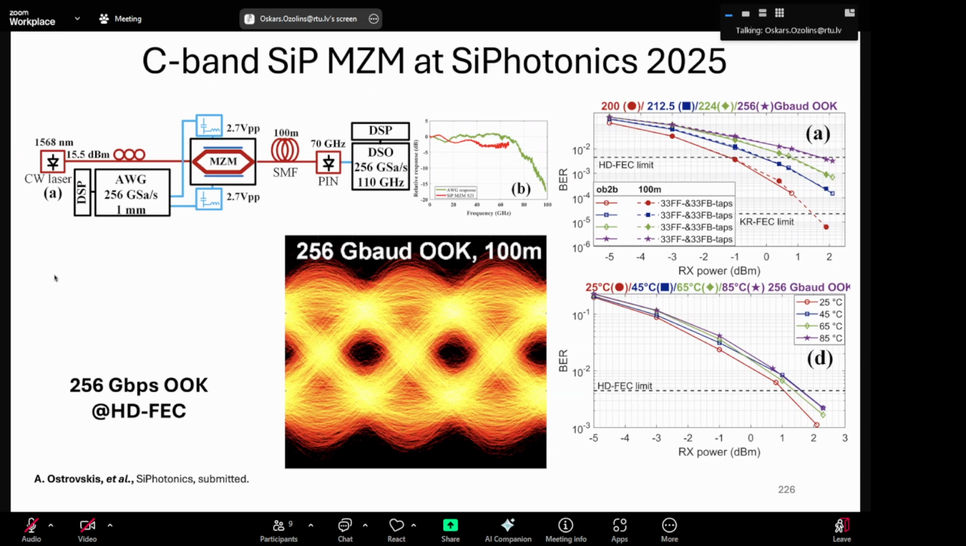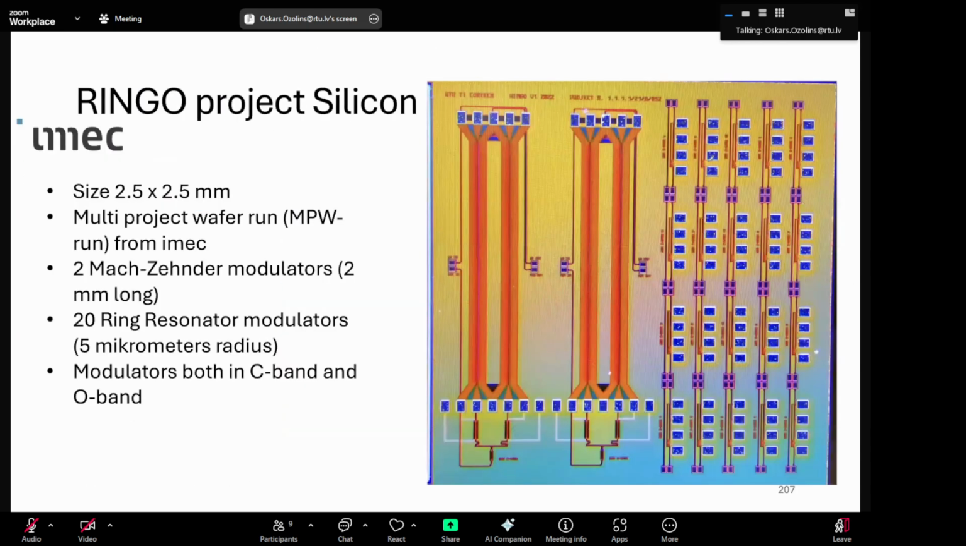So here we tested the Mach-Zehnders. So let me come back to this slide here. So I was showing you results with ring resonator modulators, which are located here. But here we are talking about Mach-Zehnder modulators. So these are larger, 2 millimeter long devices. This is 5 micrometer. But this you can drive with differential signals. And also it offers more bandwidth.